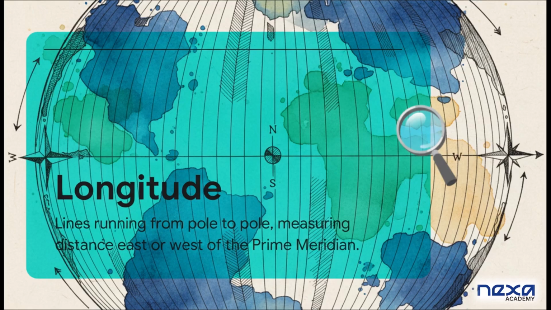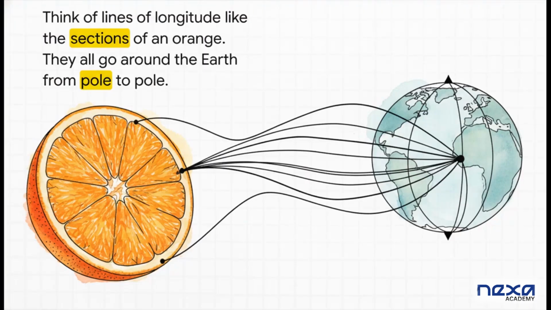They needed a starting line. The best way to picture this is to think of an orange.